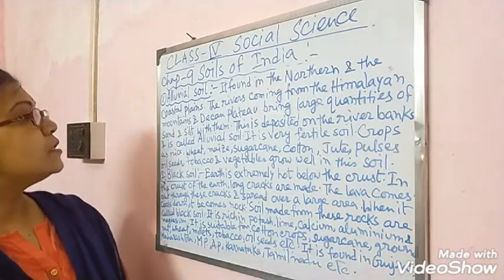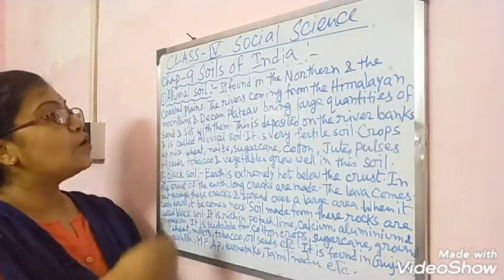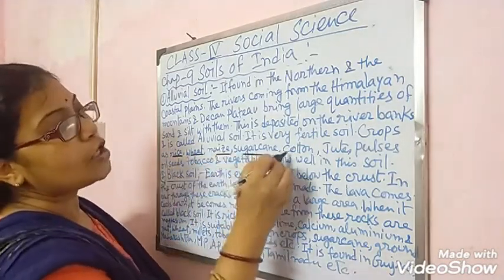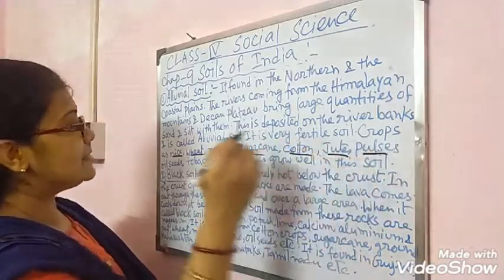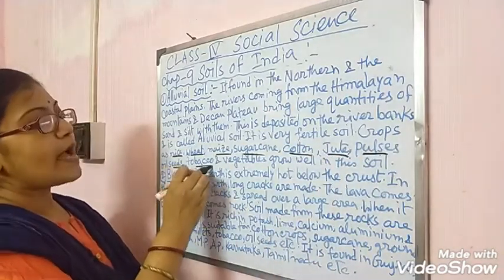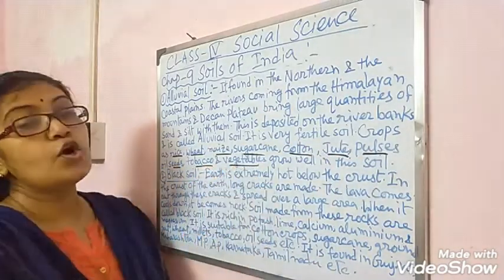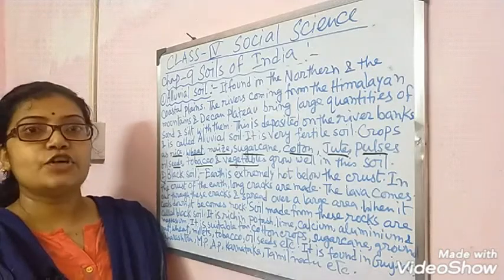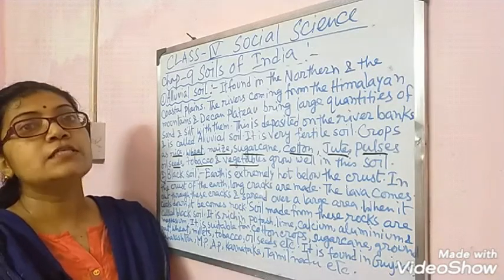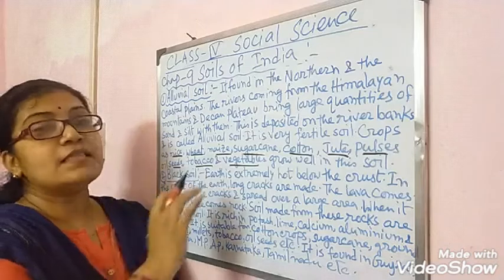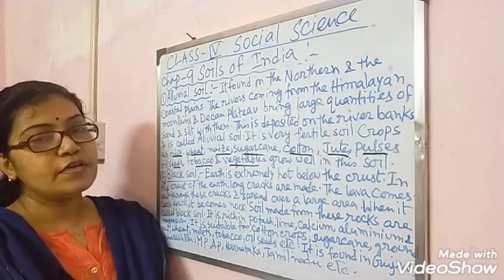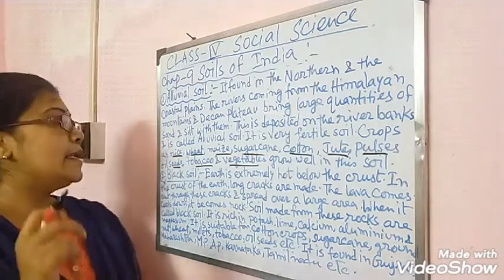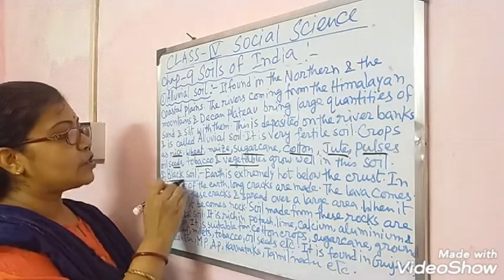Crops such as rice, wheat, maize, sugarcane, cotton, jute, pulses, oilseeds, tobacco and vegetables grow well in this soil. That means all kinds of crops grow well in this soil because alluvial soil is very fertile. Okay. Next point is black soil.